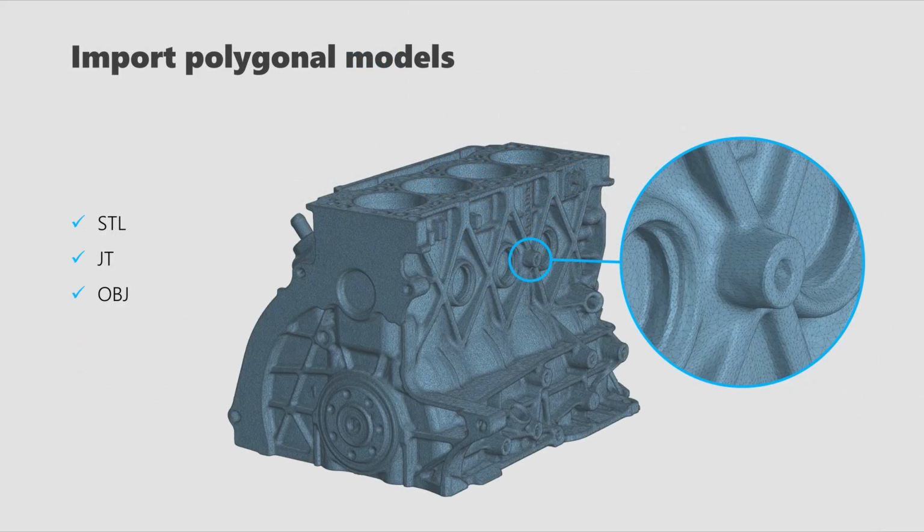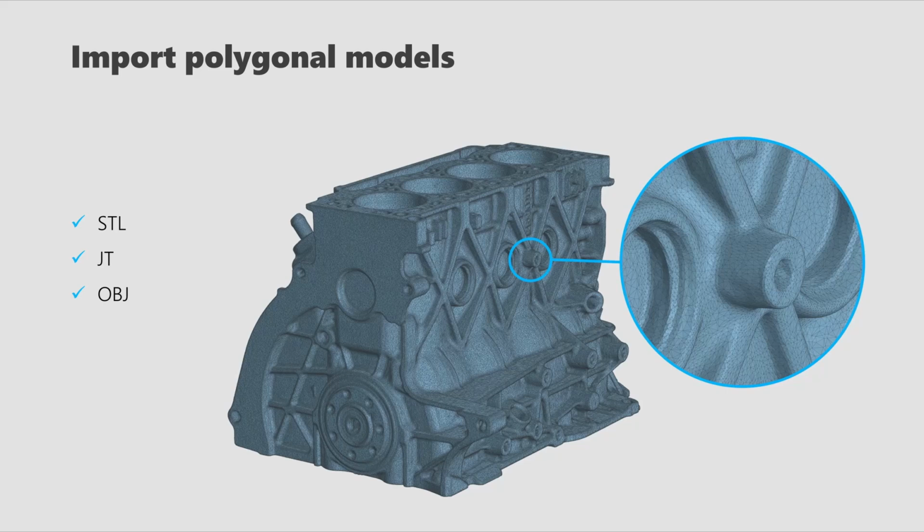The next scenario is working with polygonal models. A polygonal model is a way of representing data in various CAD systems. The result of 3D scanning may be a source of such data. Also, a polygonal model may be the result of generative design. KOMPAS-3D supports reading polygonal models in STL, JT, and OBJ formats.